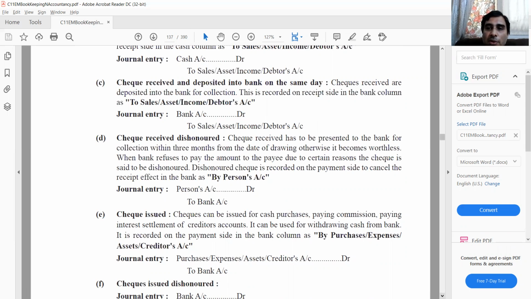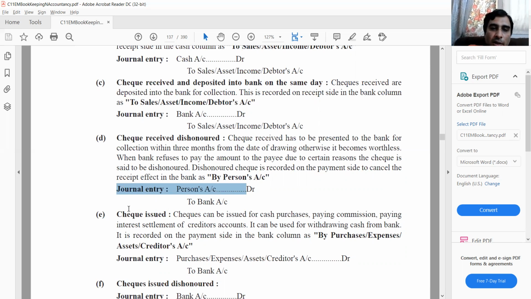If this check bounces, that means real money did not come to your bank. Now you have already made an entry. You can't cancel an entry. You have to pass an opposite entry, which is called the reversal of the entry. So on the right hand side, you will say, being check by Amit dishonored, 10,000. So you are nullifying the original entry. Check dishonored, you will pass the opposite entry of what you had passed when you had deposited that check.